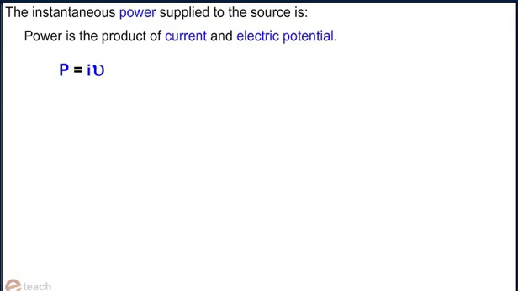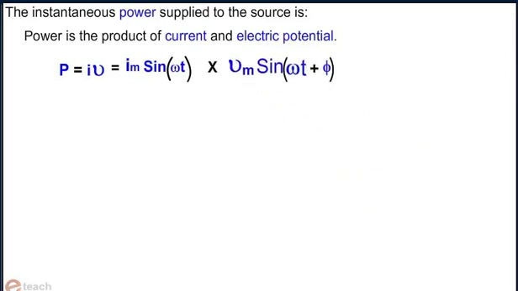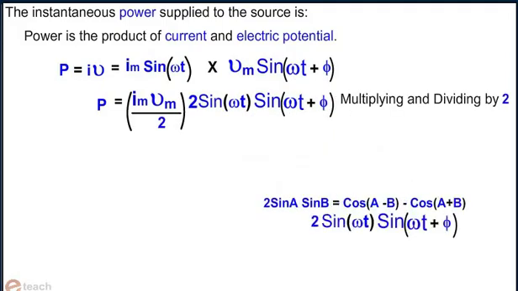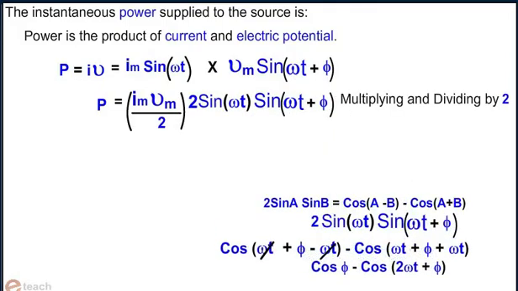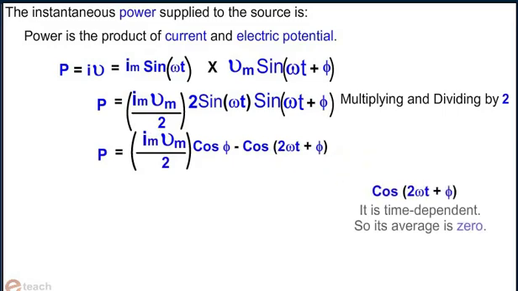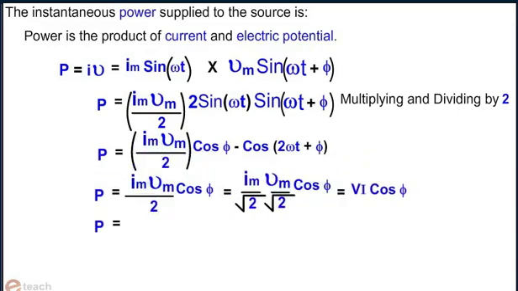Power is the product of current and electric potential, that is, Im sin omega t into Vm sin(omega t plus phi). Now multiplying and dividing this equation by 2 and writing sin omega t into sin(omega t plus phi) as cos phi minus cos(2 omega t plus phi), we get Vm Im by 2 into [cos phi minus cos(2 omega t plus phi)].